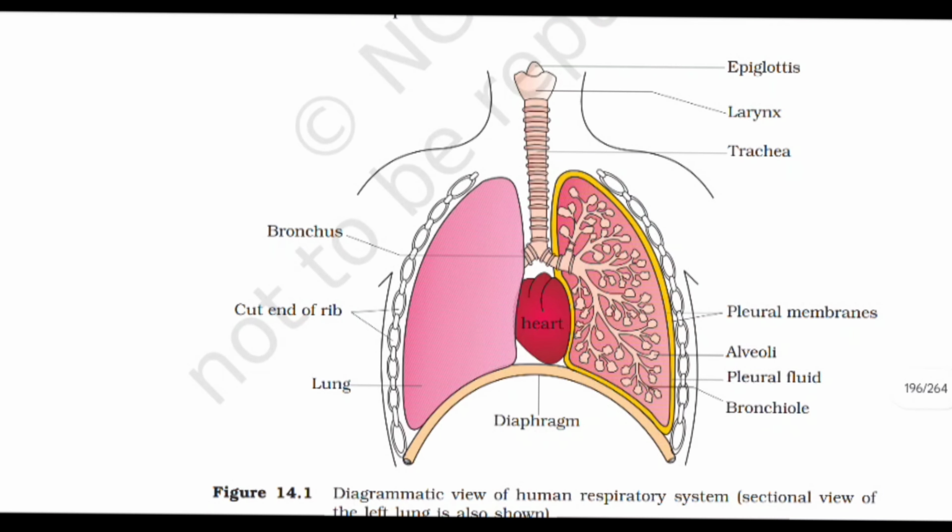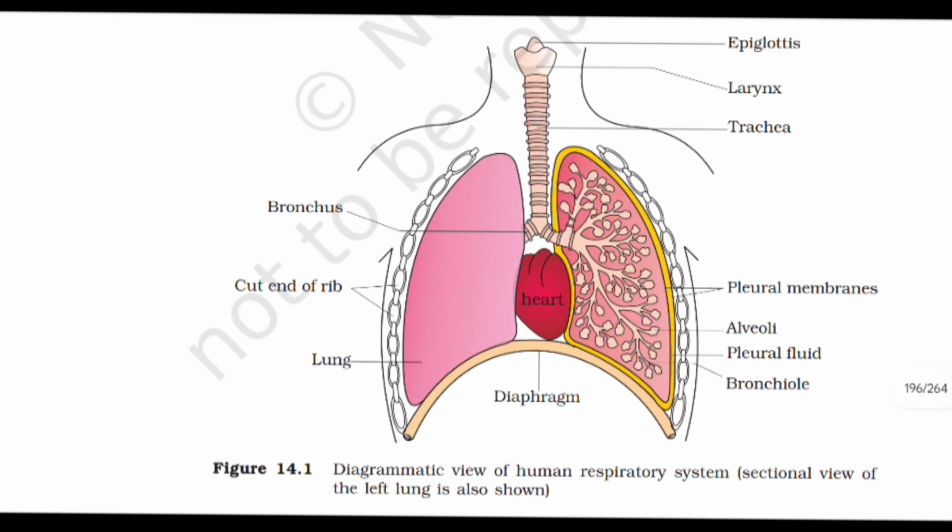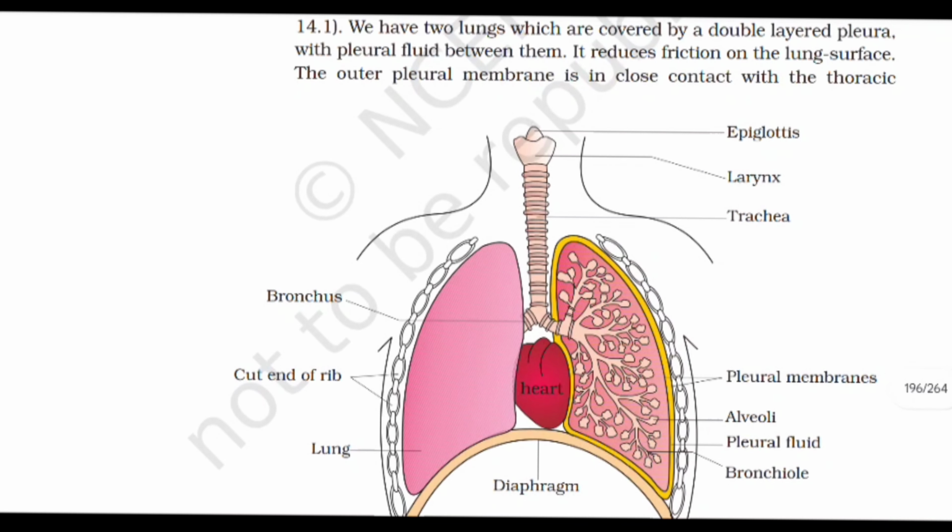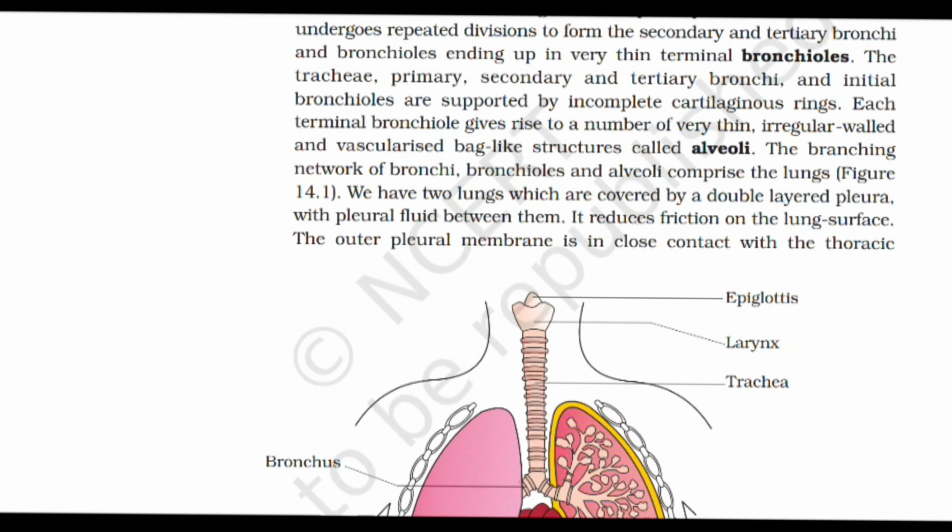Then pleural membranes, alveoli, pleural fluid. Then there are bronchioles, there is the diaphragm, lung, then cut ends of the ribs. This is the diagrammatic view of the human respiratory system, showing the sectional view of the left as well as right lung.